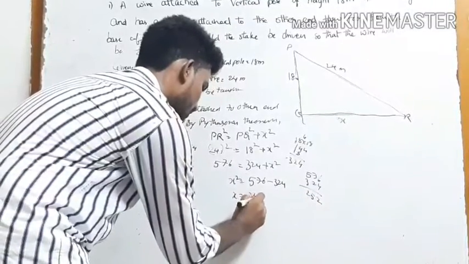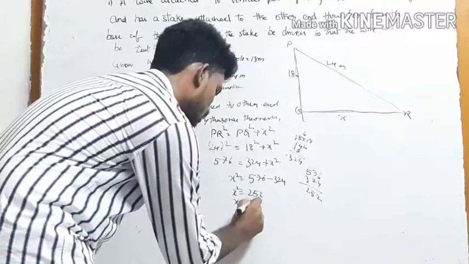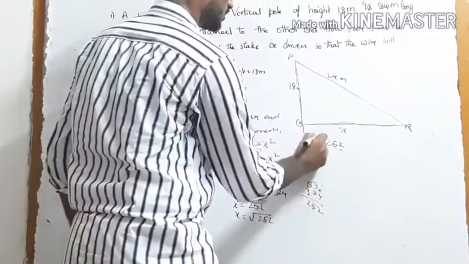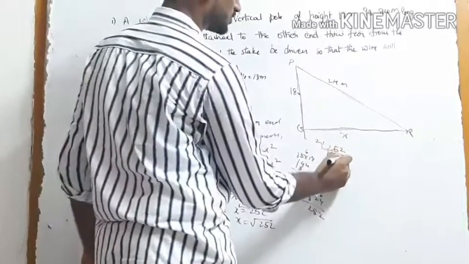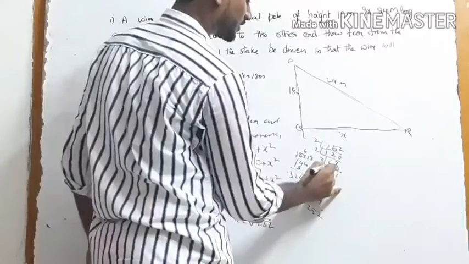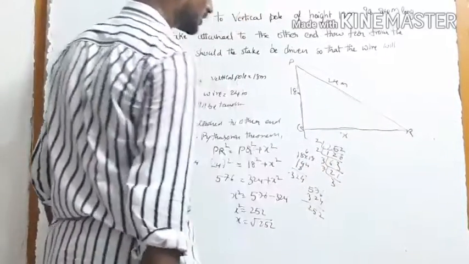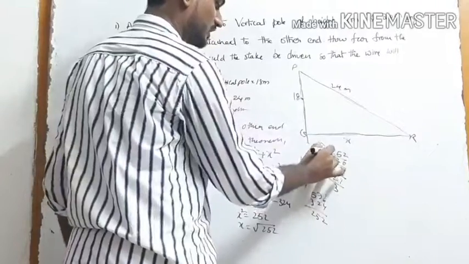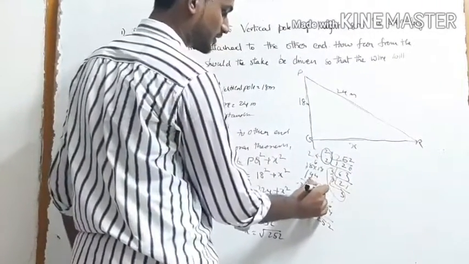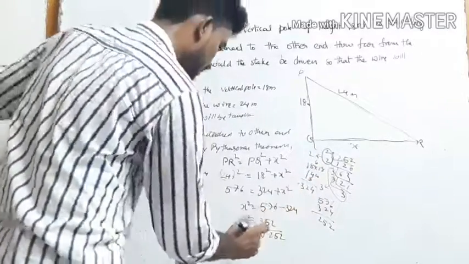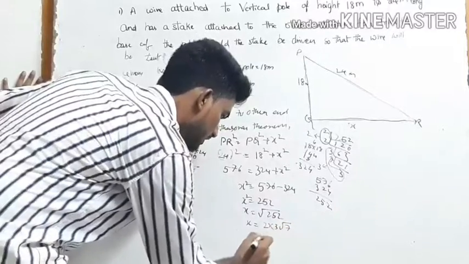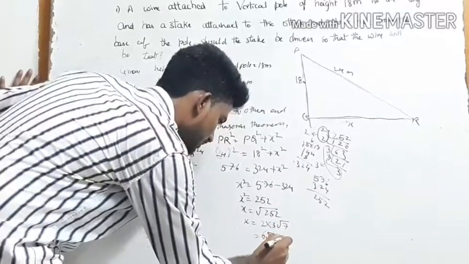x square equals 252, so x equals root over 252. By factorizing 252, we get 2, 2, 3, 3, 7. Taking the pair of 2s as one 2 and the pair of 3s as one 3, that is 2 into 3, which is 6, and 7 remains in the root. So x equals 6 root 7 meters.